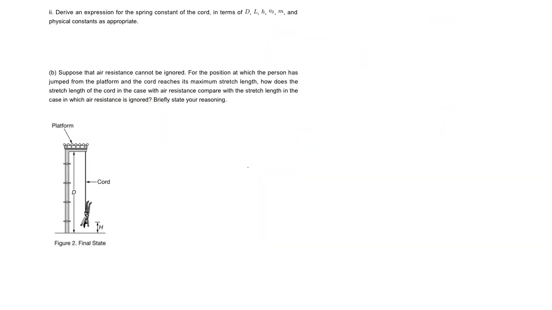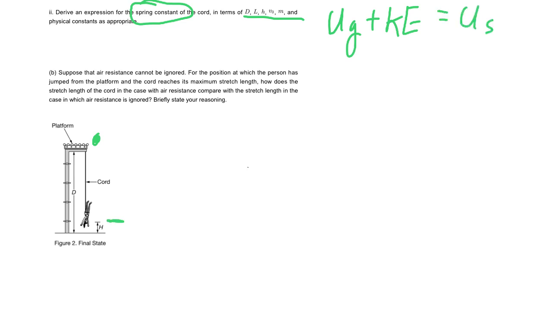All right, question 2, we're looking to essentially derive the equation for the spring constant. So we're going to try to figure out what the spring constant is in terms of the variables that are given. Hopefully you notice, actually we just did it in the last problem, we know that at the top we have all UG and KE combined, and then at the bottom it's going to be only spring potential.